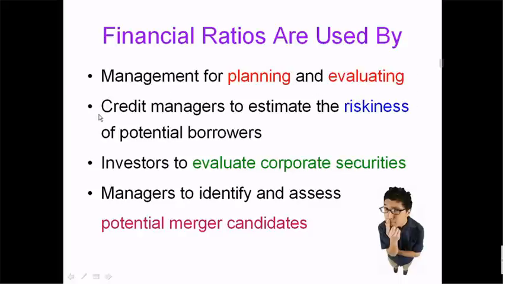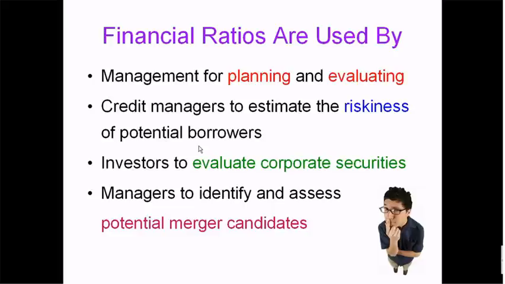Right, so secondly, we have credit managers. Credit managers estimate the riskiness of potential borrowers. Now, let's say a firm needs to borrow money from a bank, the bank doesn't just easily allow you to borrow, right? The bank may have to evaluate your company, evaluate the riskiness of the potential borrower. They have to look at your ability to pay back.